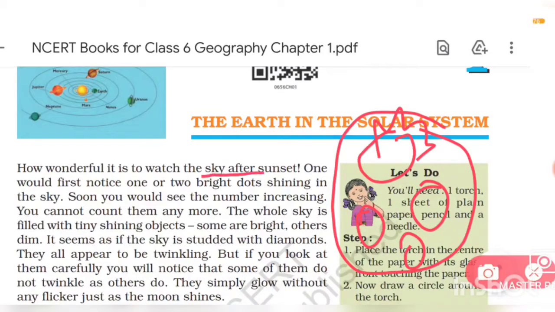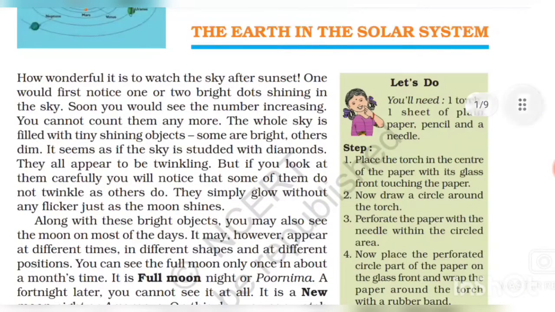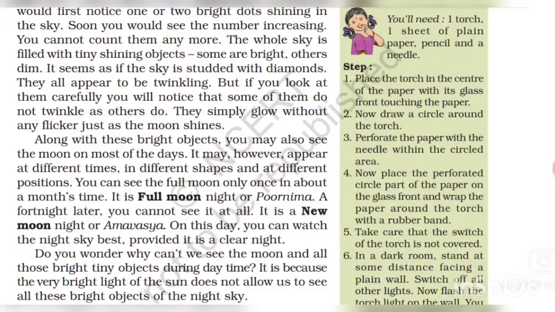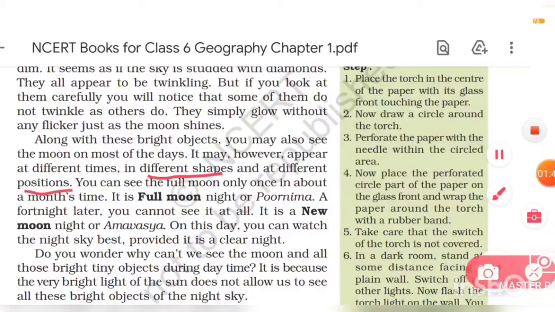After sunset, whenever we look at the sky, we see two bright dots. As time passes, the number of tiny shining objects starts increasing. We cannot count them, and the whole sky is filled with shining objects. Some are bright, some are dim, but they are twinkling. Along with these, we may also see the moon, one of the objects that we can see most days. But the moon has a different shape and position. We can see the full moon or Purnima only once in a month. After 15 days, or a fortnight later, we can see a new moon, which is called Amavasya.